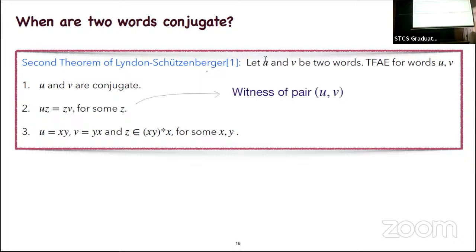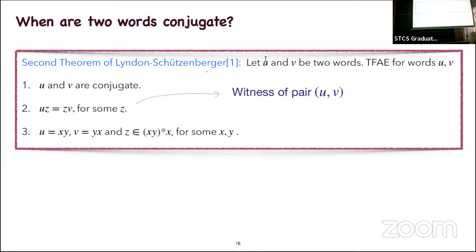So we just need to build on this definition. For a particular ordered pair (u, v), we will say that it is a witness. The statement is that if uz equals zv for some z, the only way this can happen is if u is xy, v is yx, and z is of that form. There is no other way in which this can happen, although you can have different extents.